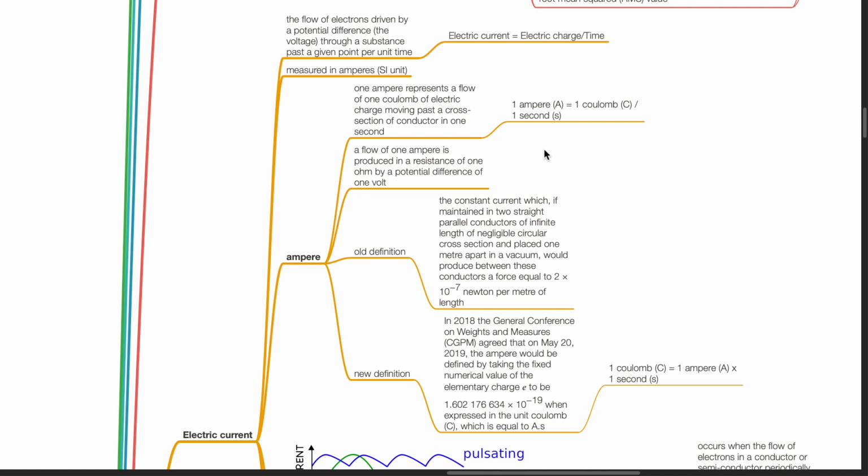The old definition of ampere is the constant current which, if maintained in 2 straight parallel conductors of infinite length of negligible circular cross-section and placed 1 meter apart in a vacuum, would produce between these conductors a force equal to 2 times 10 to the negative 7 newtons per meter of length.